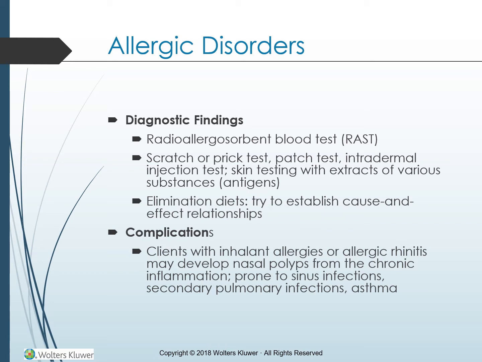Skin tests. Specific allergens can be identified by skin testing with extracts of various substances called antigens, such as pollens, animal dander, food, dust, and stinging insects. The three methods of skin testing are the scratch or prick test, the patch test, and the intradermal injection test. The scratch or prick test involves scratching the skin and applying a small amount of the liquid test antigen to the scratch. The tester applies one allergen per scratch over the client's forearm, upper arm, or back.